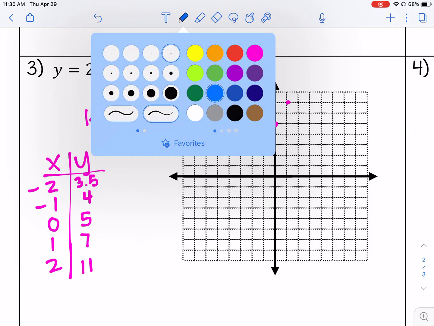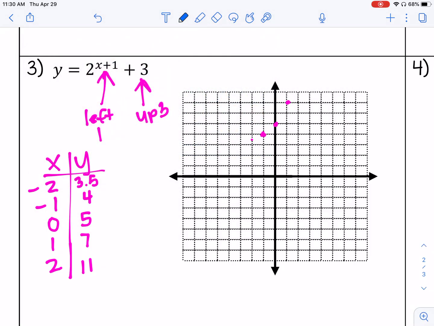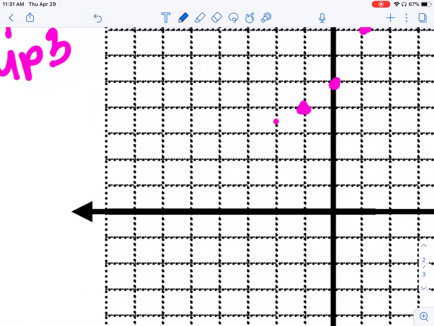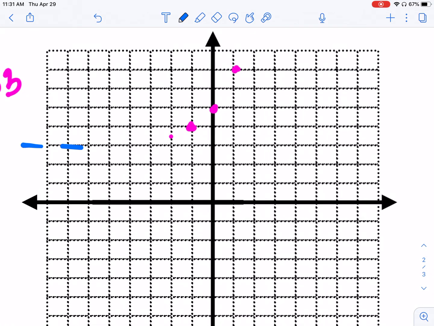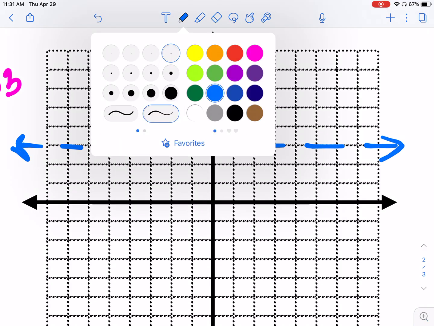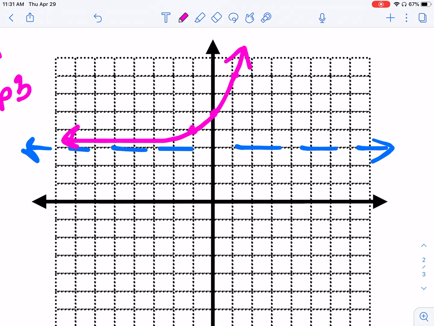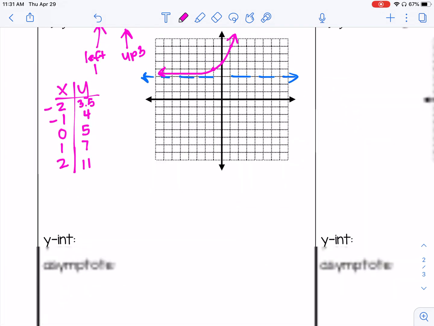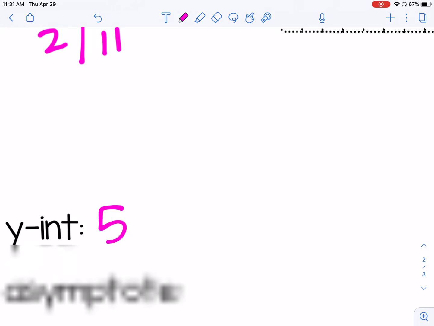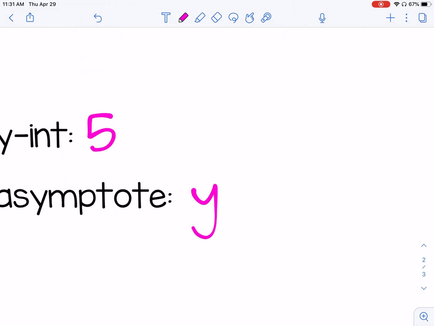All right, and then this is where I was saying where your k has multiple jobs. Your k told us to move our graph up, but it also is telling us where that asymptote is. Our asymptote is at 3. Y equals 3. Okay, so we draw our little dotted line, and then we can complete our graph. It's never ever going to cross. It'll get really close. Okay, so then let's add, we've got our y-intercept at 5, and our asymptote is at y equals 3.